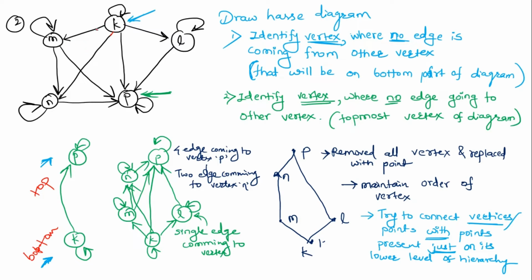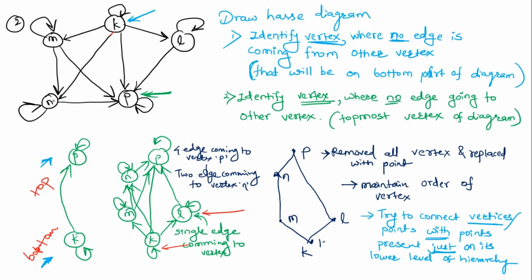If they are receiving one incoming edge from another vertex, then they will be present on the next hierarchy. From K to M, only one edge is going. So I will place M on the upper part of K on this hierarchy. L is having one edge coming from K. So I will keep both M and L on this second hierarchy. This is my bottom part. This will be my next level.